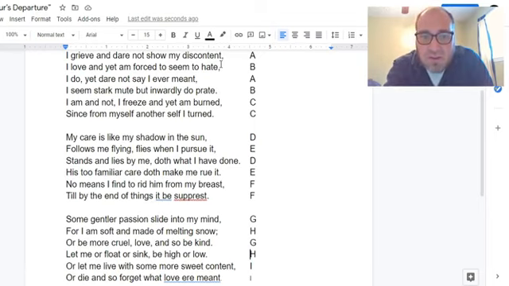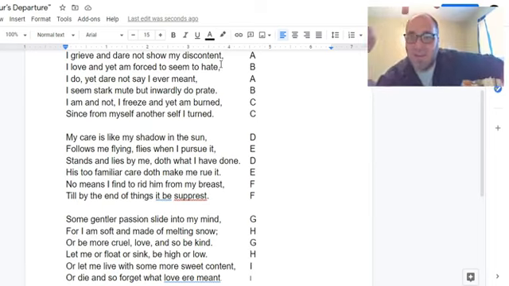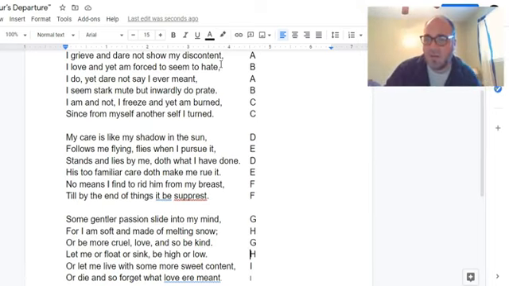I grieve, yet dare not show my discontent. I love, and yet am forced to seem to hate. So now we have a reason for it. She's in love with somebody, but she can't seem like she loves him because, again, weakness. And of course, if she marries anybody, she's no longer queen. So we already looked at that. Well, she's queen, but she's no longer the monarch. The king becomes the monarch.